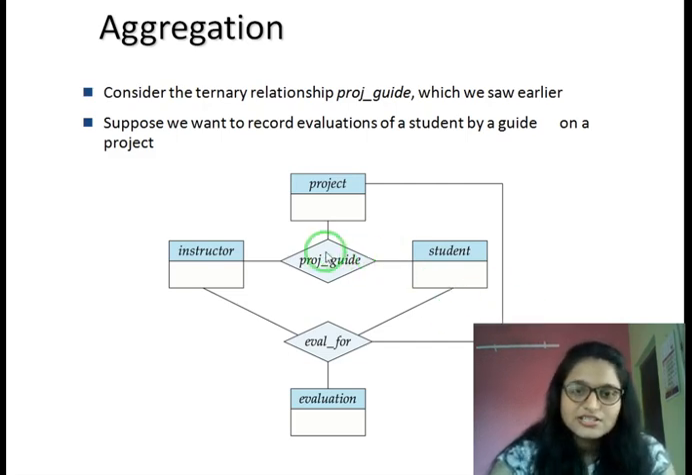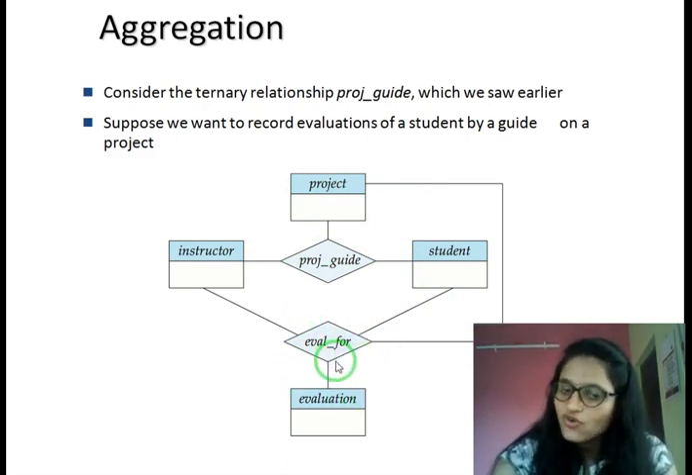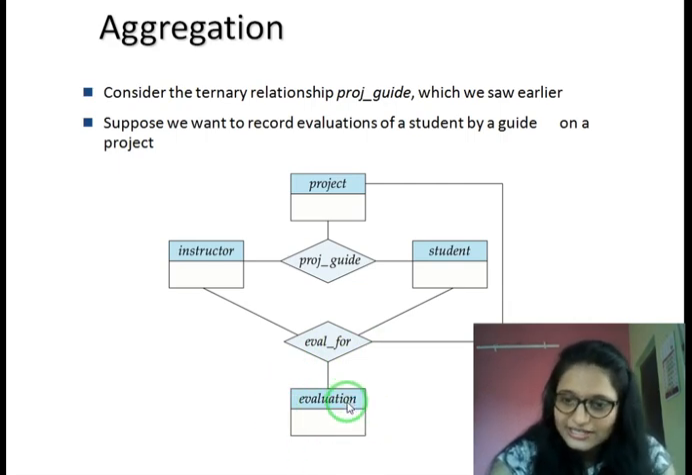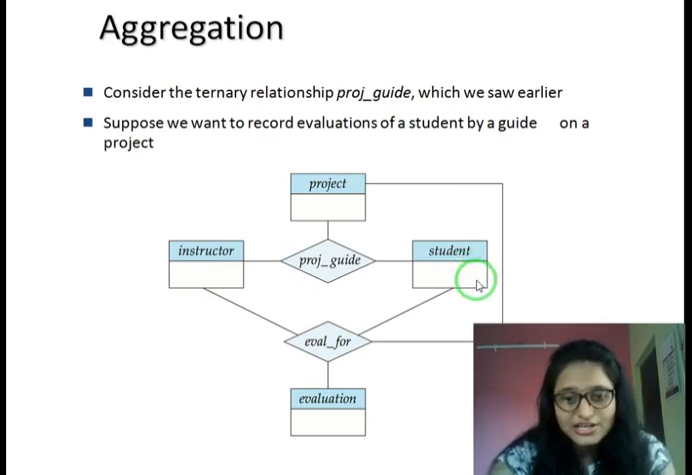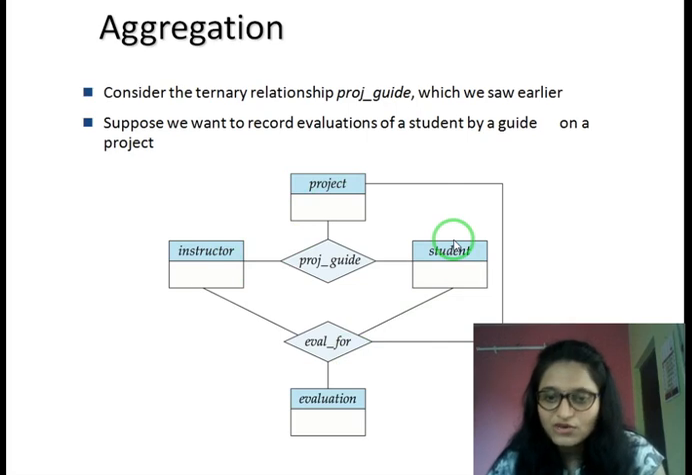At that time, all these three entities are bound with another new relationship, eval_for, and we have evaluation as a new entity for the evaluation purpose. But this evaluation entity is formed depending upon the relationship with the other three entities: instructor, project, and student. It is very difficult to convert this ER diagram into the relational model, because a lot of overlapping problems occur.